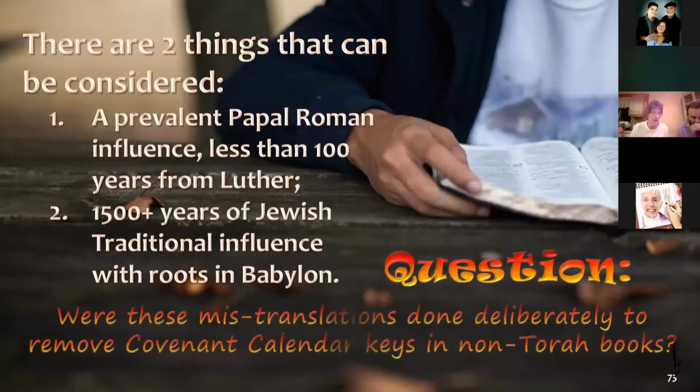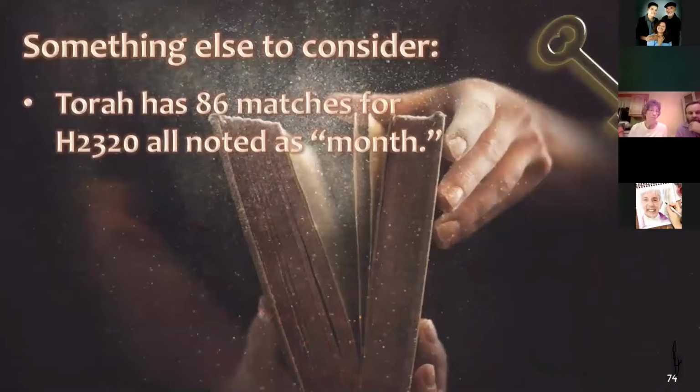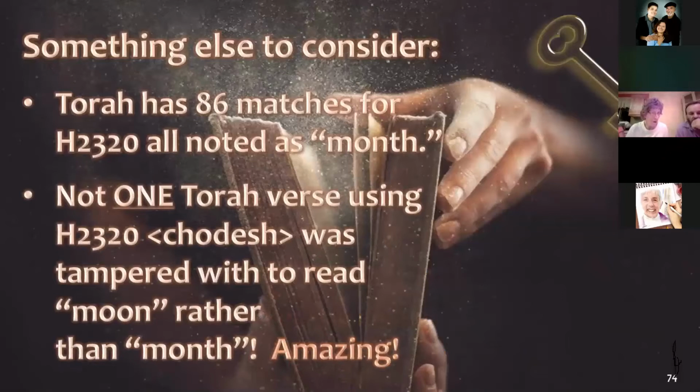And the question, we always have these. Were these mistranslations done deliberately to remove covenant calendar keys because of these verses in the non-Torah books? And there's something else to consider as well. And this is important. Torah has 86 matches for 2320 Kodesh, and they're all noted as month in the Torah, every last single one of them. Not one Torah verse using 2320 Kodesh was tampered with to read moon rather than month.